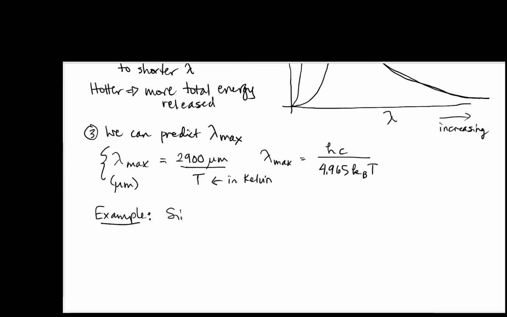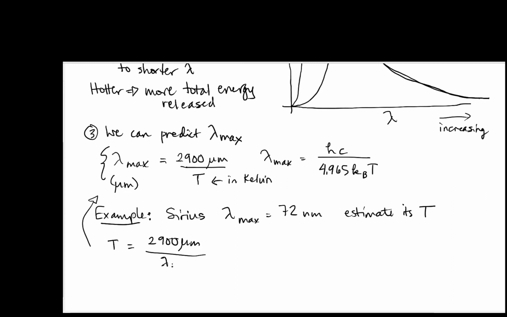Let's think about a star. Sirius, for example, has a lambda max of 72 nanometers, so we can estimate its temperature from that. We can just rearrange this equation and solve for T instead. So 2,900 micrometer Kelvin divided by lambda max in micrometers. We need to do a little bit of unit conversion here, but that's no problem.